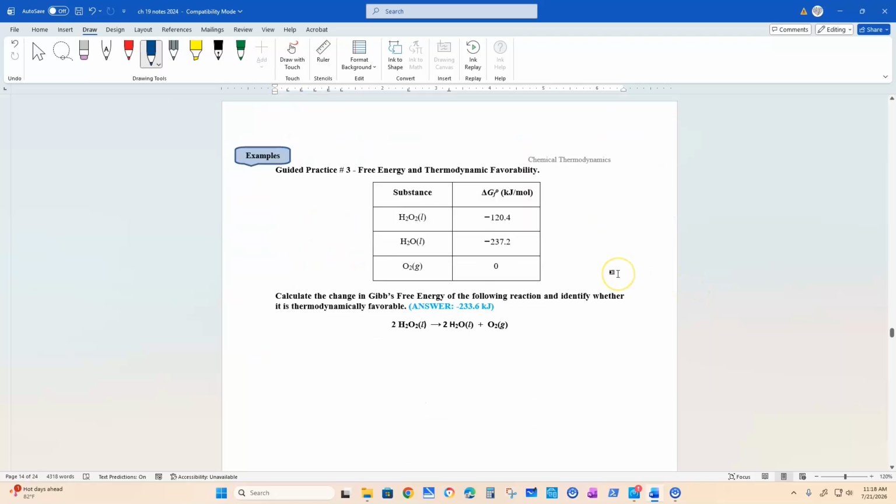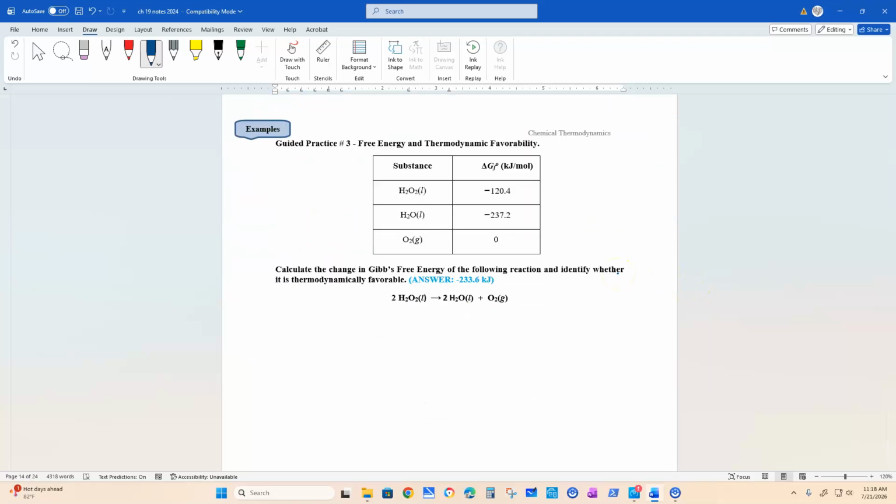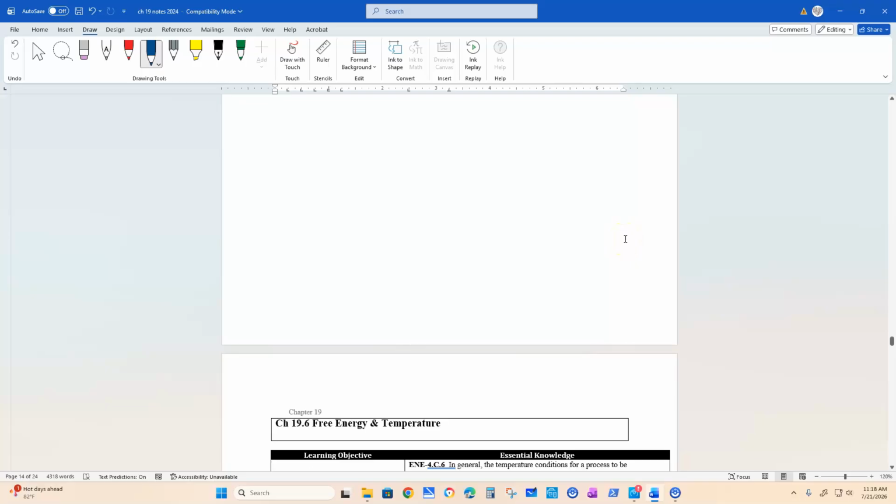Okay, I'd like you to try one yourself. Number 3, you have your hydrogen peroxide, you have your water, and you have your oxygen. Calculate delta G, products minus reactants, and is it thermodynamically favored? If we do this right, we should get this answer in blue. And see you on the next one.